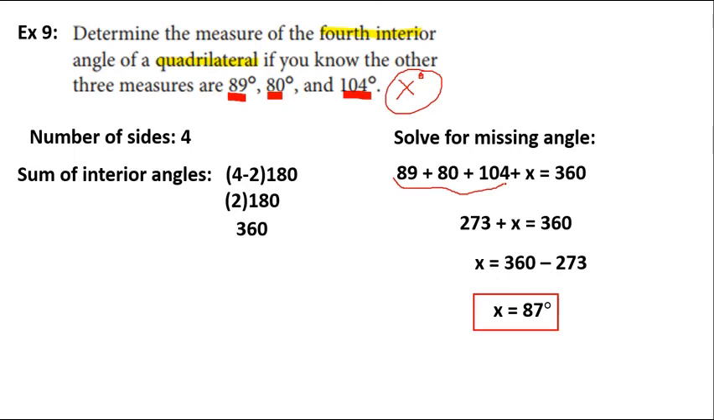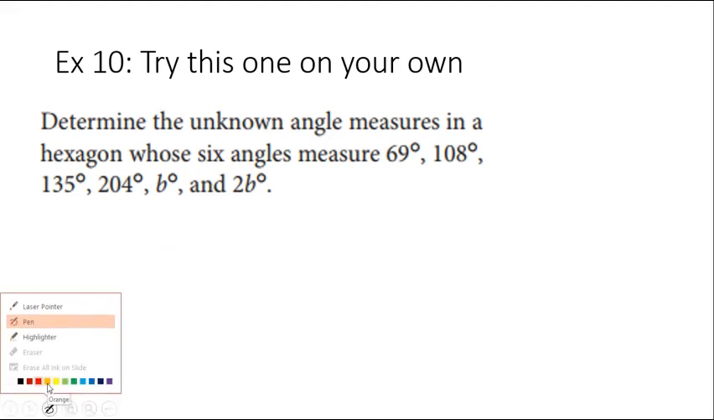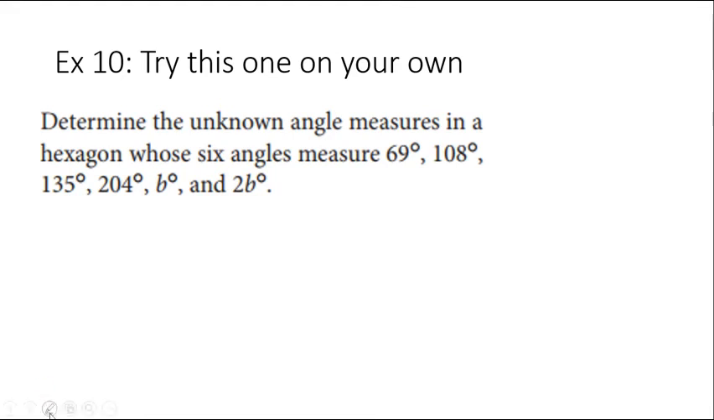Okay, so let's move on to example 10, the last example for today. You want to try this one on your own. But what you want to do here is, first of all, figure out what kind of shape they're asking for. It says to determine the unknown angle measures in a hexagon, whose 6 angles measure the following. So it's a 6-sided shape.